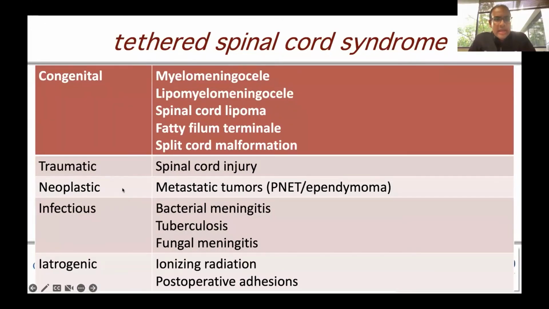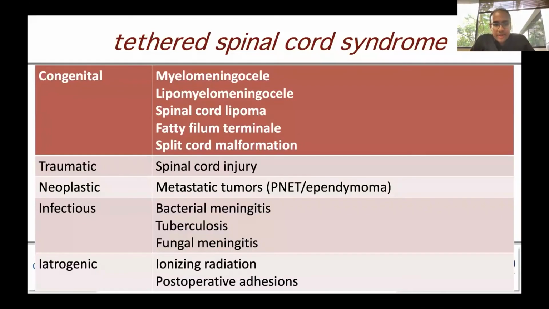I'm going to talk about a few of these things in case-based form here to finish out the talk. But what I want to bring your attention to is tethered spinal cord syndrome can occur in a congenital sense. So in the setting of a myelomeningocele, a lipomyelomeningocele, a spinal cord lipoma, a fatty filum terminale, or a split cord.